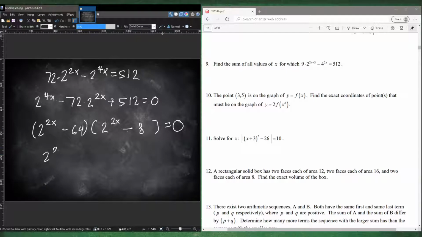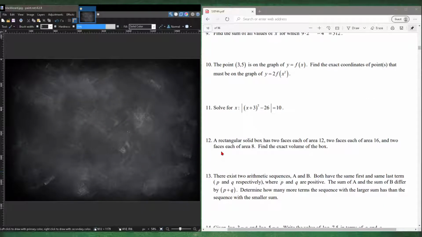Now to get 2 to the power of 2x equals 64. 64 is just 2 to the power of 6. So x equals 3. And 2 to the power of 2x equals 8. And 8 is just 2 to the power of 3. So x equals 3 over 2. So the sum of it is 3 plus 3 over 2, which is 9 over 2. And that is your answer for number 9.